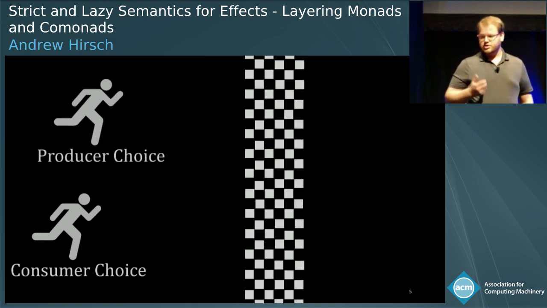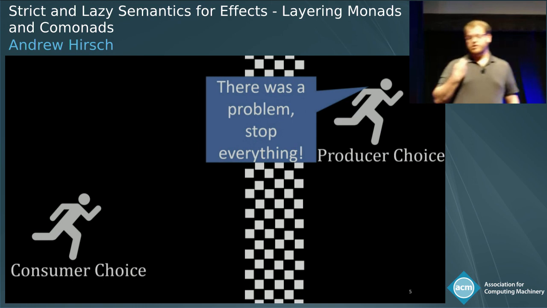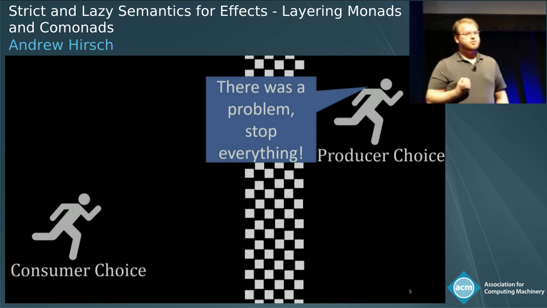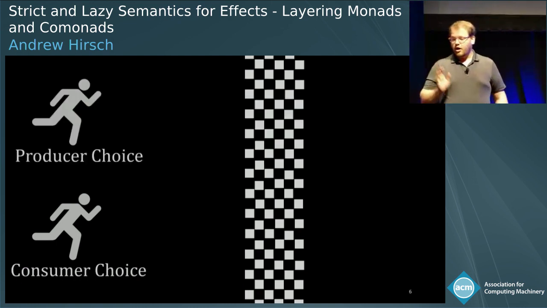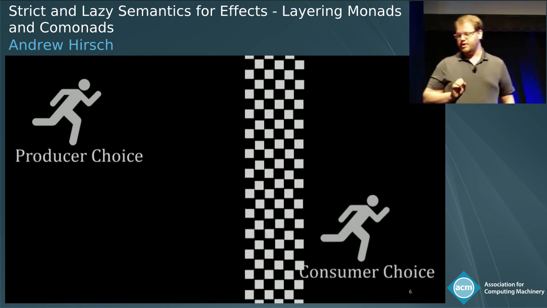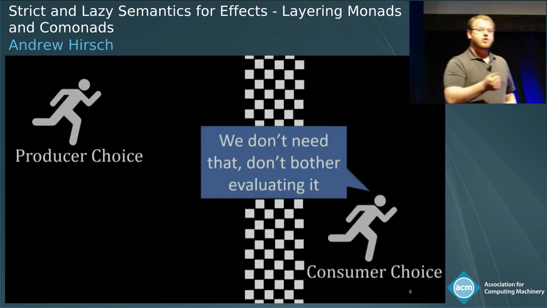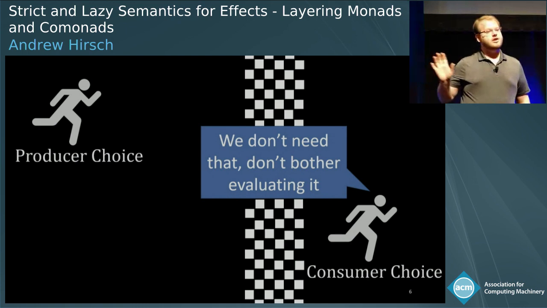If the producer choice wins the race, then when there's a problem, that is, when an exception is thrown, we don't have an input to feed into the next program. So we stop everything and don't produce any outputs at all. On the other hand, if consumer choice wins the race, then we don't bother to even check to see if inputs we don't need are ever produced. So we get a lazy semantics for the program.